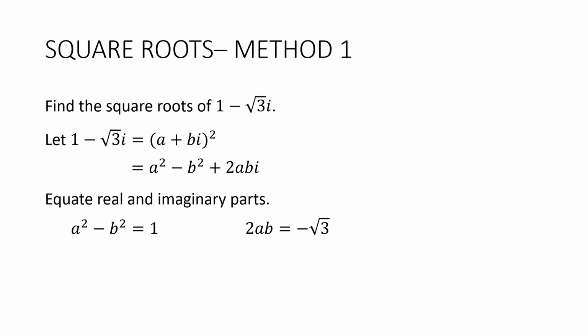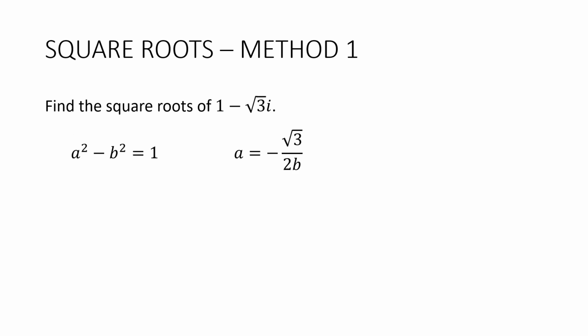Now for this second one here, let's make b the subject. Now we're going to substitute it in here. So we're doing simultaneous equations. So it gives us (-√3/2b) all squared, take b squared is equal to 1. Square top and bottom, and we get 3/4b² take b squared is equal to 1.